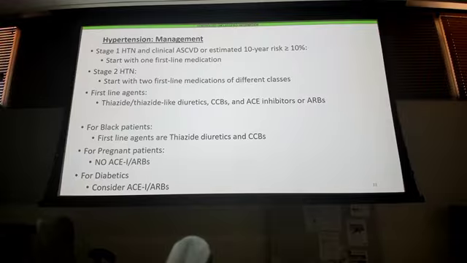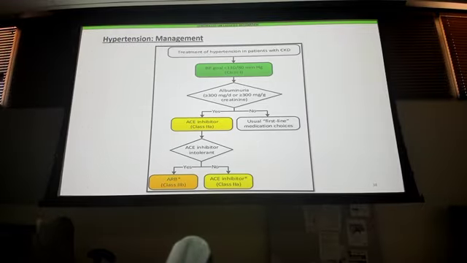And then some additional patients that maybe you want to modify how you treat them. For African Americans, first-line agents should be thiazides or calcium channel blockers. They tend to not respond as well as other populations to ACEs and ARBs. And then for diabetics, consider having them on ACEs and ARBs just for that renal protection.